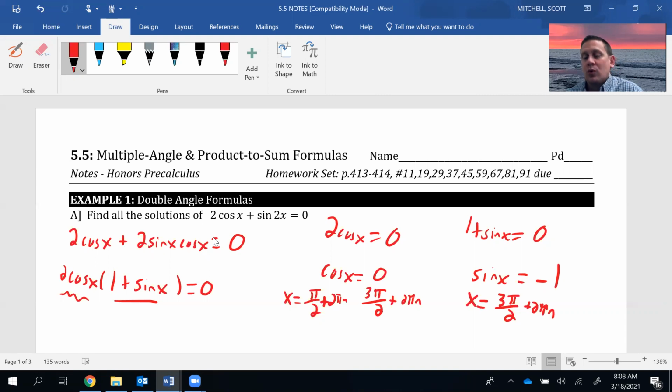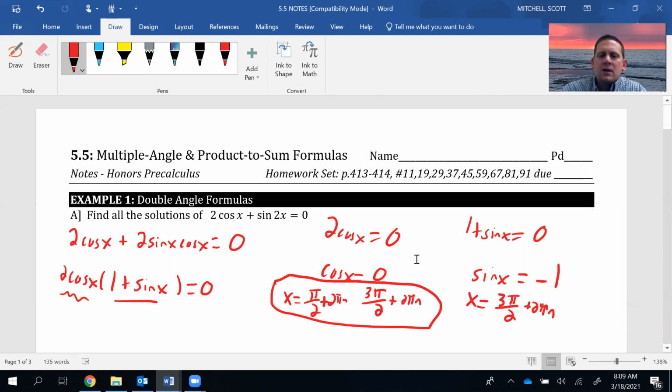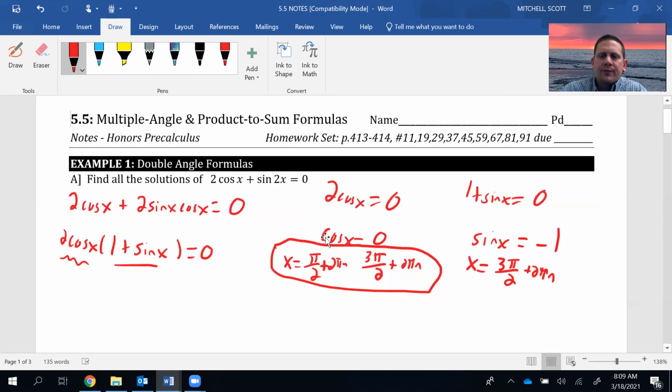We actually don't have to write this one over again because it's already included here, but it's not wrong to say that. Technically, I don't have to write it out twice. Okay, so there's my double angle formula in work.